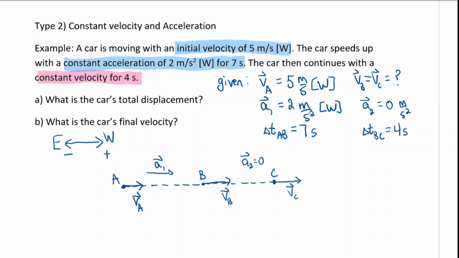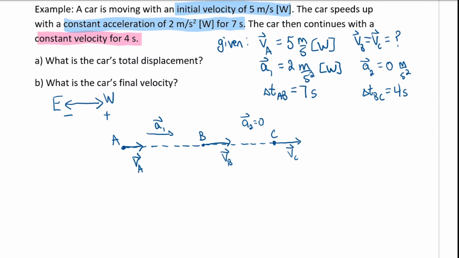So part A is asking us what this car's total displacement is going to be. So what we're basically going to need to figure out is, what is this displacement from A to B? Let me actually clean it up a little bit. So DAB is that length. And we're going to have to figure out what this length is as well from B to C, so that we can figure out what this total displacement is. We're also going to need to figure out what our velocity is for this interval, so let's do that first.